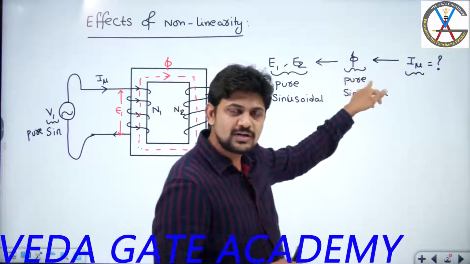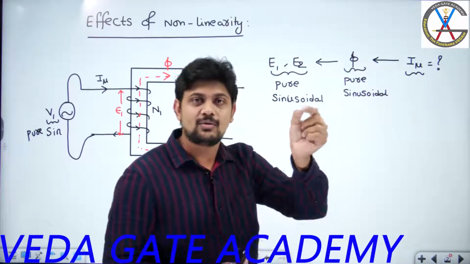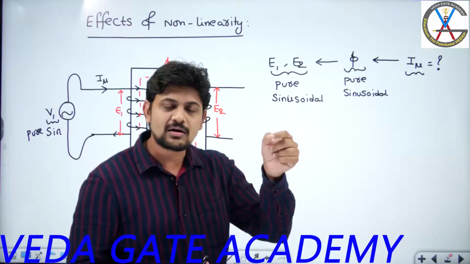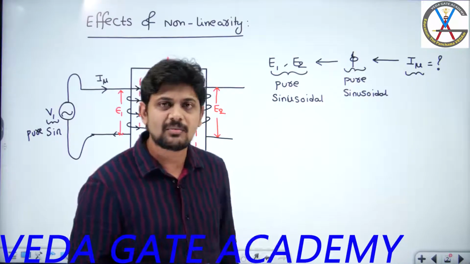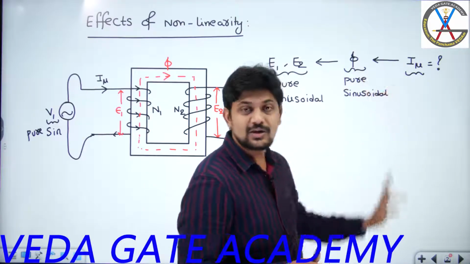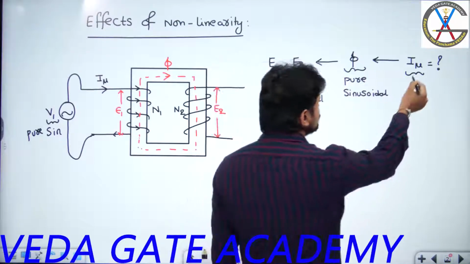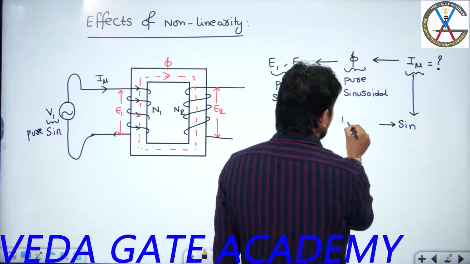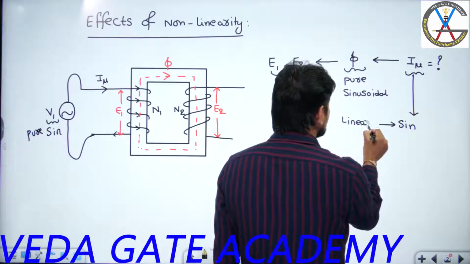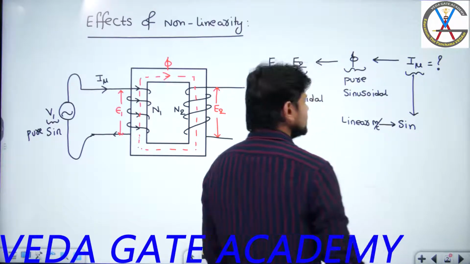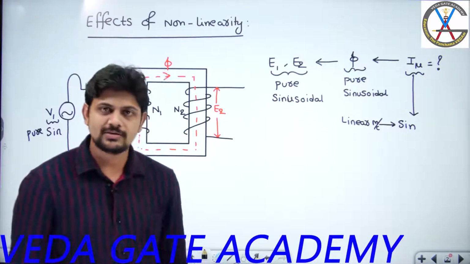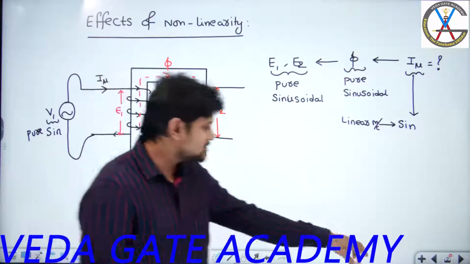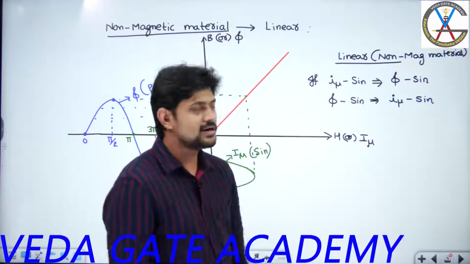And to produce this sinusoidal flux for a linear machine, or a machine whose core is designed with a non-magnetic material, the magnetizing current shape should be sinusoidal. These statements are valid only for a linear transformer or a linear machine.